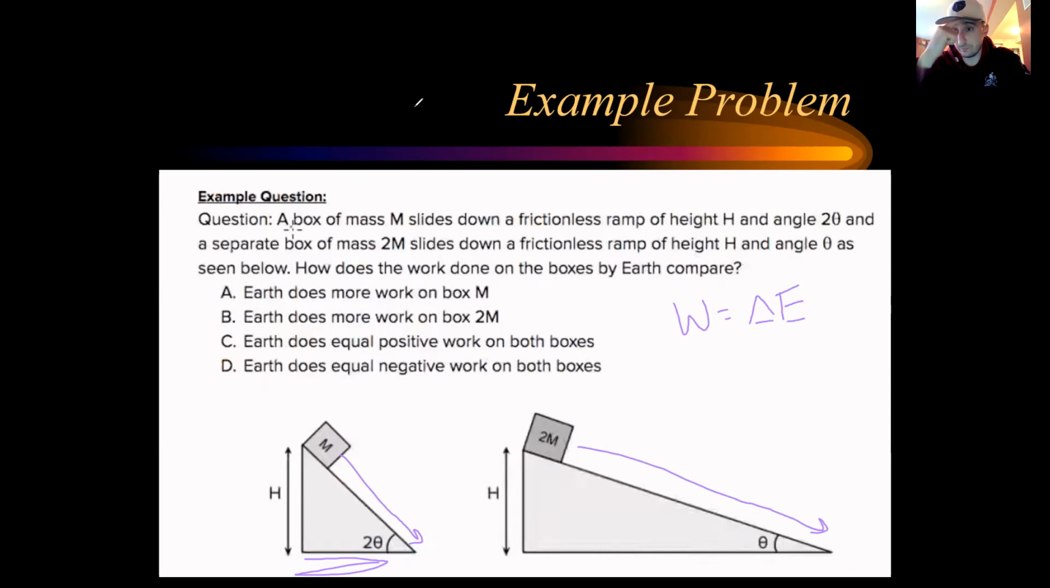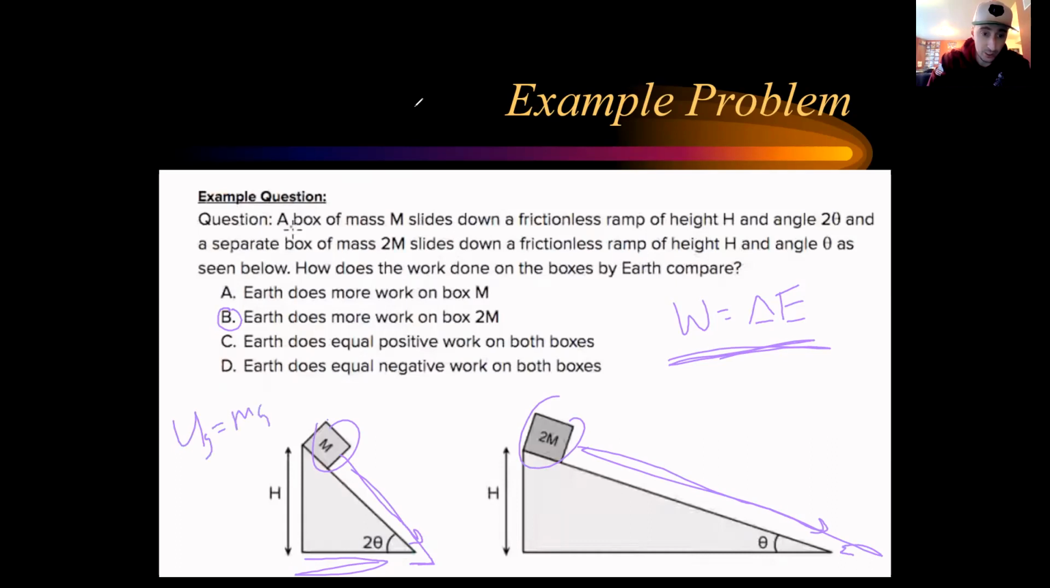All right, hopefully you've unpaused it and you have an answer here. The correct answer is going to be B. The Earth does more work on the box with twice the mass. And why is that? If you look at it, the basic definition here is change in energy. Well, what energy are we going to be changing? Moving the box from this height down to the ground level, we'll be taking away potential energy. So if we look at the initial potential energy, here we have gravitational potential energy, mgh, right? So m is the only thing that differs, g stays the same, and the height is the same.